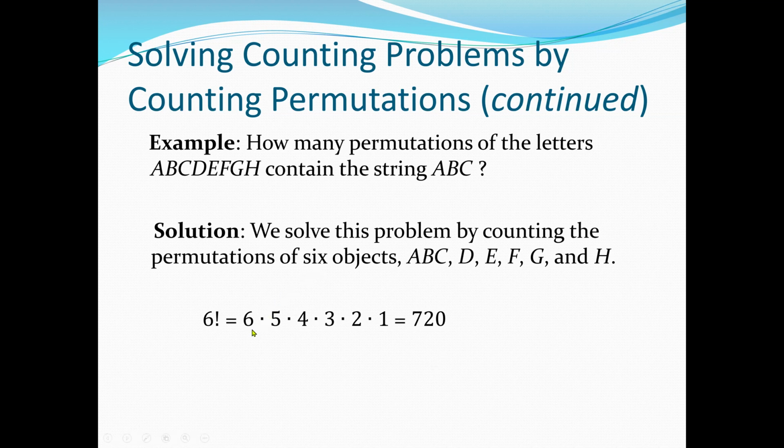The 6 factorial here is telling us that we have D, E, F, G, H, that is 1, 2, 3, 4, 5, plus ABC itself. So there are 6 factorial different ways we can permute this, and that gives us 720.